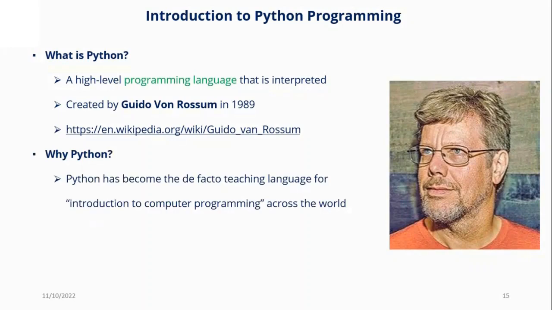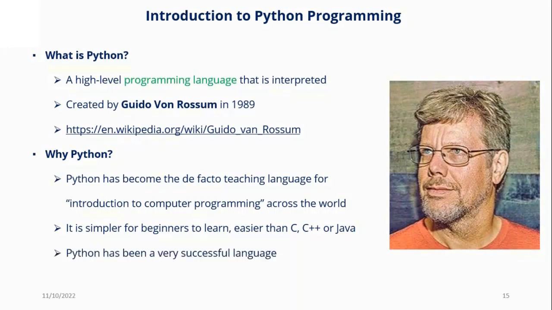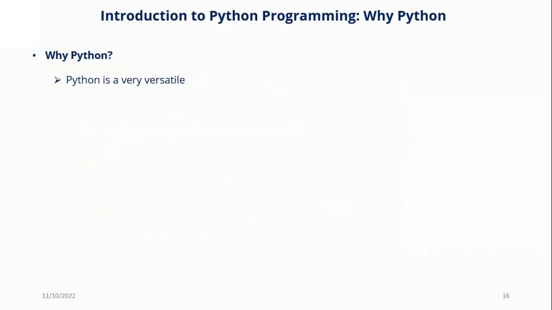So why are we learning Python? One of the reasons is Python has become the de facto teaching language for introduction to computer programming across the world. Another reason is it is simpler for beginners to learn Python. It is easier than C, C++, or Java. Moreover, Python has been a very successful language. It's not just a learning or training language. It is a very practical language, and it is well used across the world.